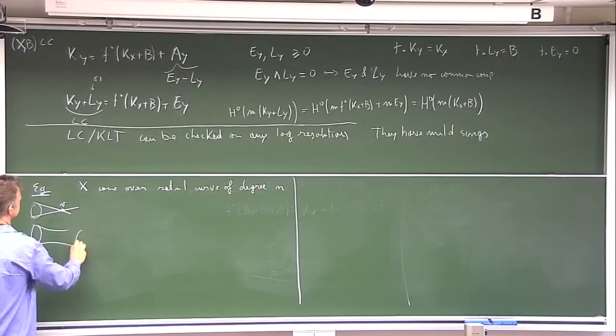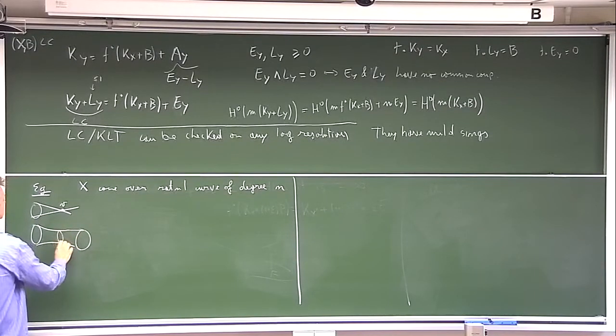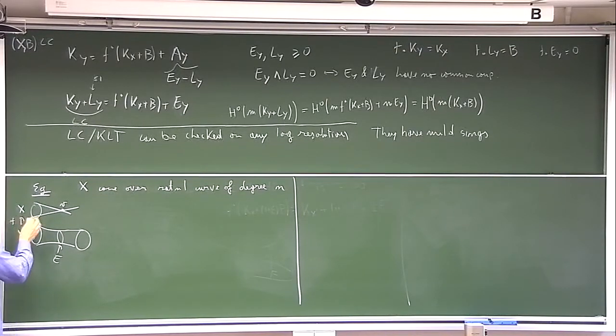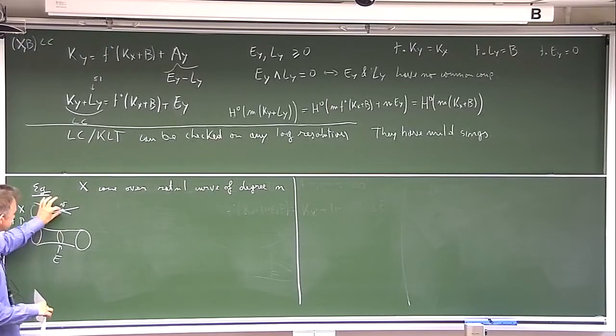Blowing up the vertex v, we get another surface, which is now smooth, with an exceptional divisor E. So this is my X. This is my Y. This is my f. It's just a blow up of the vertex. That's a log resolution. So on this log resolution, I can compute how singular this surface is, or the singularity in the neighborhood of this point is.